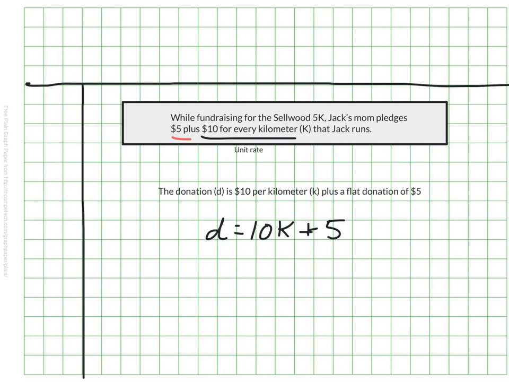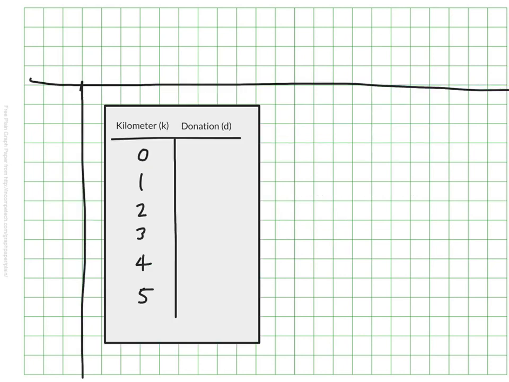If you do, great. We're going to go ahead and put that into our table. So I've started the table for you. I have kilometers on the left because we need to know the kilometers he runs to figure out the donation on the right. So take a moment and fill in what you believe goes into this table, and then we'll check and see how you did. Remember, she's paying $5 before he even starts, plus $10 for every kilometer he completes.